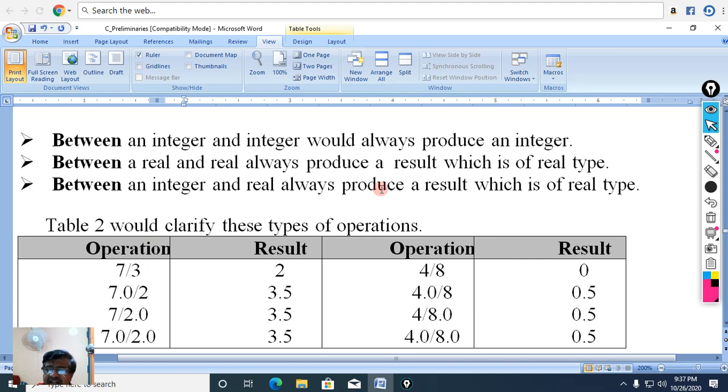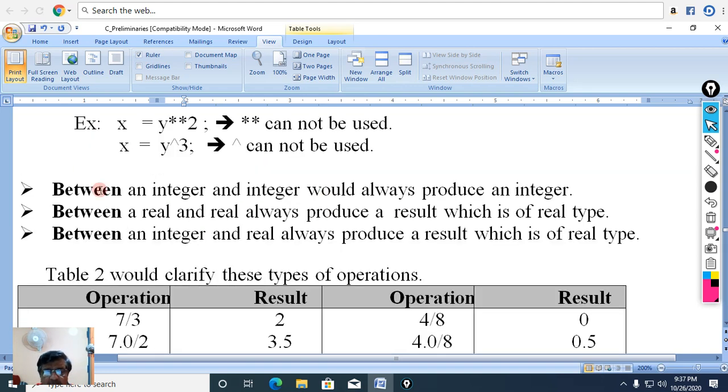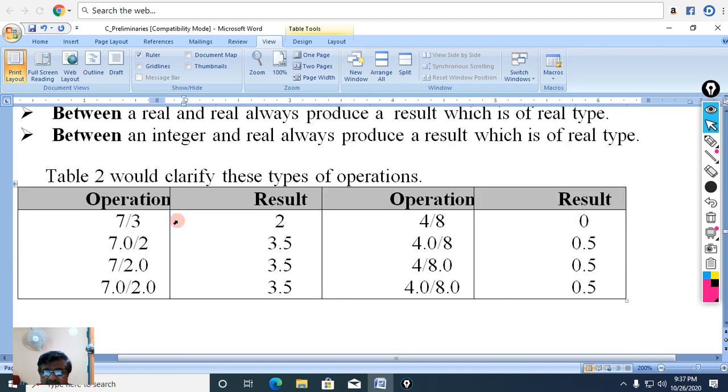Arithmetic operation between an integer and an integer would always produce an integer. This is a very important point to note. Between real and real always produces a result which is of real type. Between an integer and real will always produce a result which is real. These operations are clarified in this particular table.